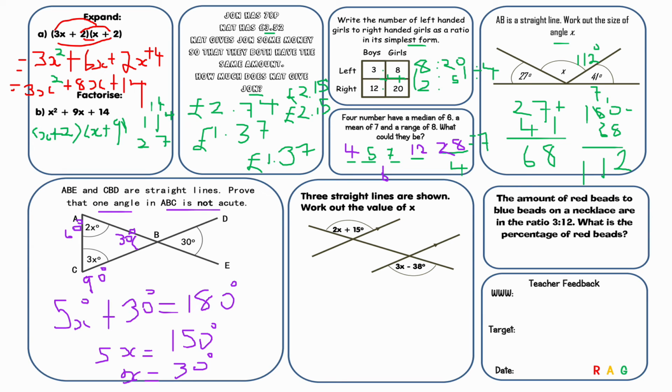3 straight lines are shown. Work out the value of x. Well, using the vertically opposite rules, that's going to equal 2x plus 15. And then I can say that these two angles are corresponding because it's got that F shape there. If you can see it, we've got like an F shape there. So we've got 3x minus 38 is equal to 2x plus 15.